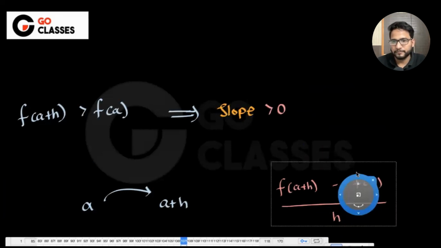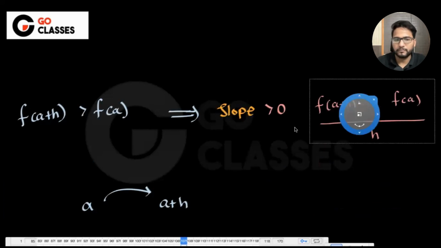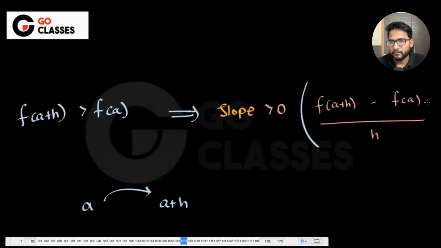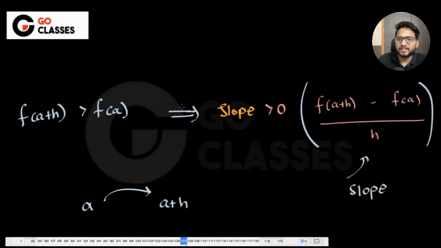Which is this? This is the slope, right? Or vice versa, which means if the slope is greater than 0, can't I say that this is also greater than 0? By putting this greater than 0, can't I say that f of a plus h is greater than f of a?